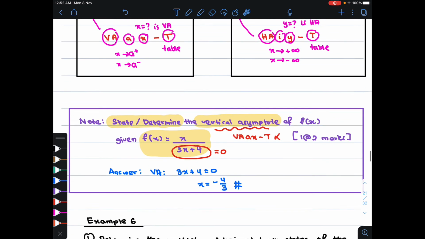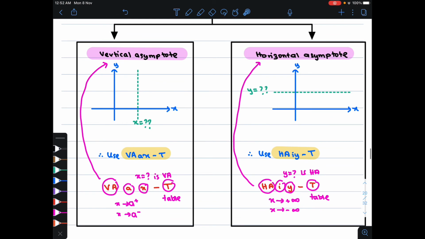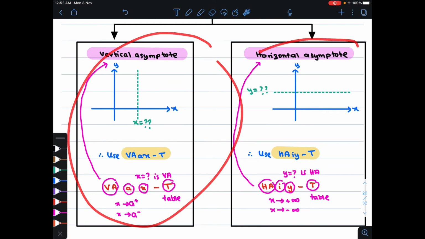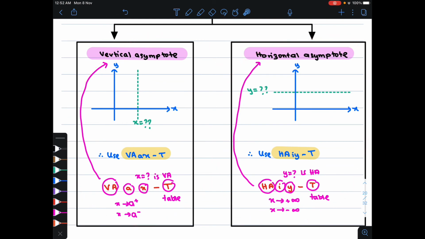Okay, the reason is that for VEXT and HIT, both methods are quite long. Therefore, the marks should also be higher, say 4 to 8 marks sometimes. So that's how you know whether you need to use VEXT or HIT whenever you have questions that are related to asymptotes.